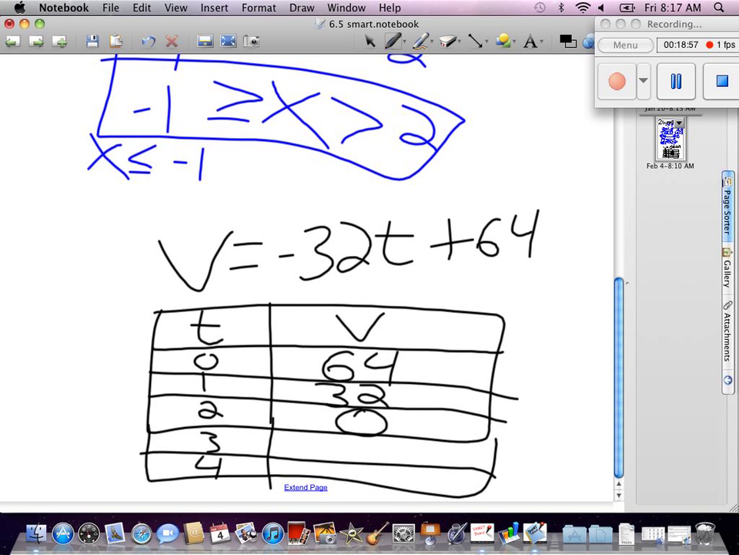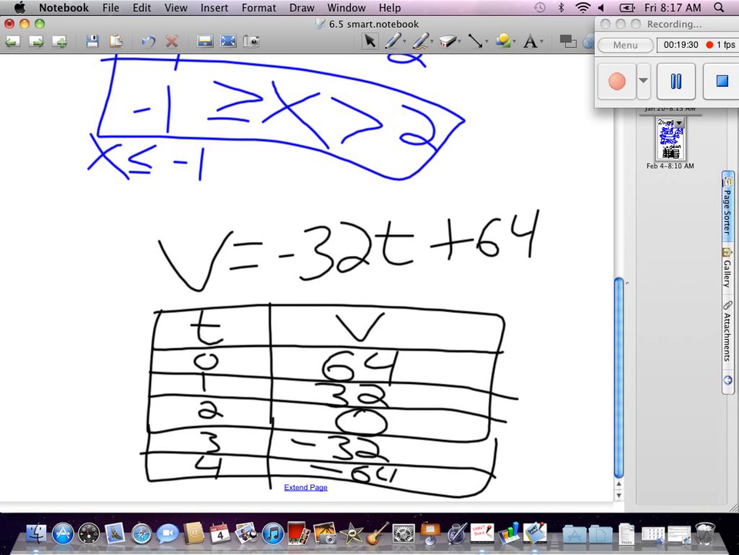Good. So now I got -32 times 3 plus 64 equals -32. That means it's falling back towards the earth at 32 feet per second. Now I'm going to multiply that by 4. 4 times -32 plus 64 is giving me -64. Okay, so now it's falling back towards the ground at 64 feet per second.